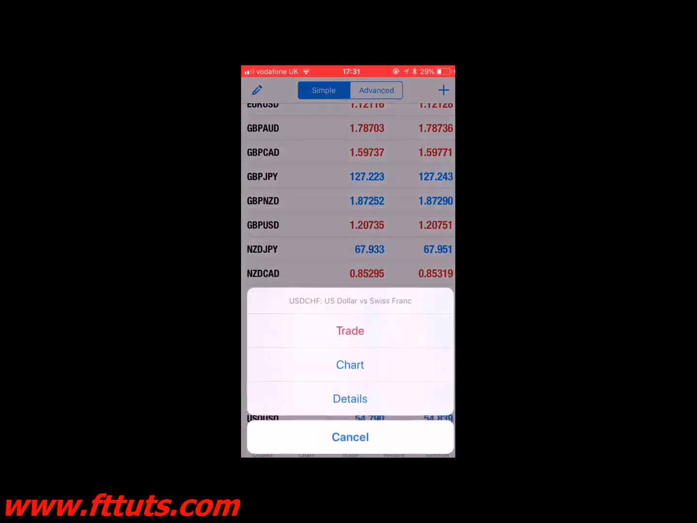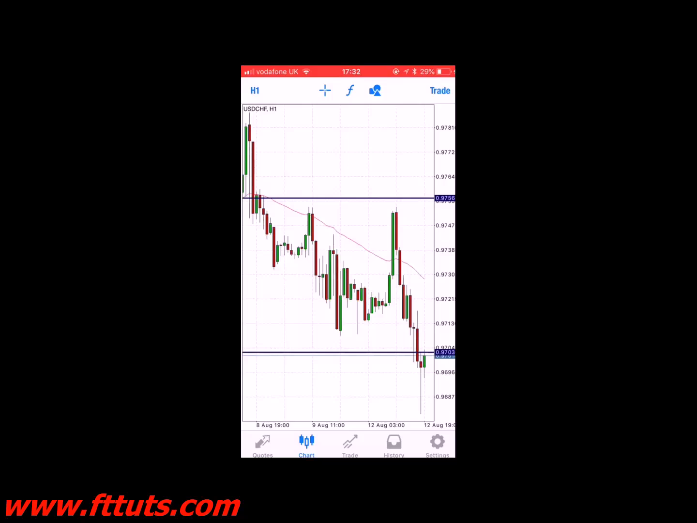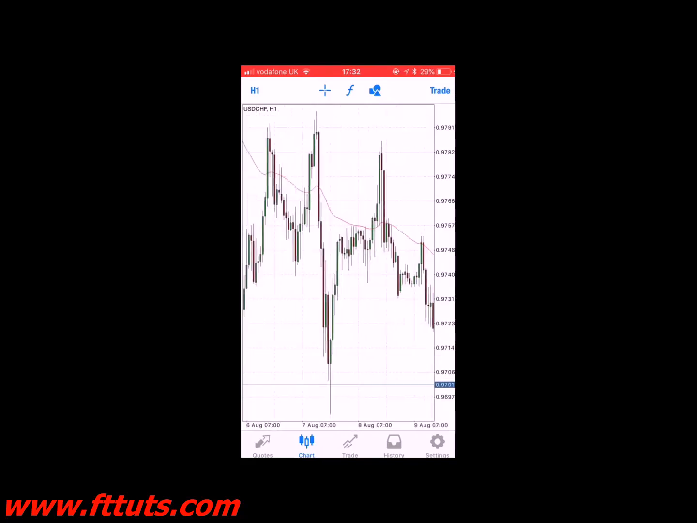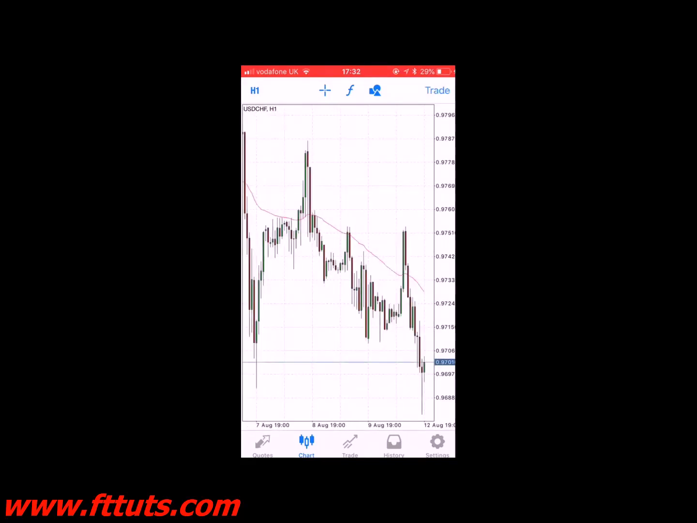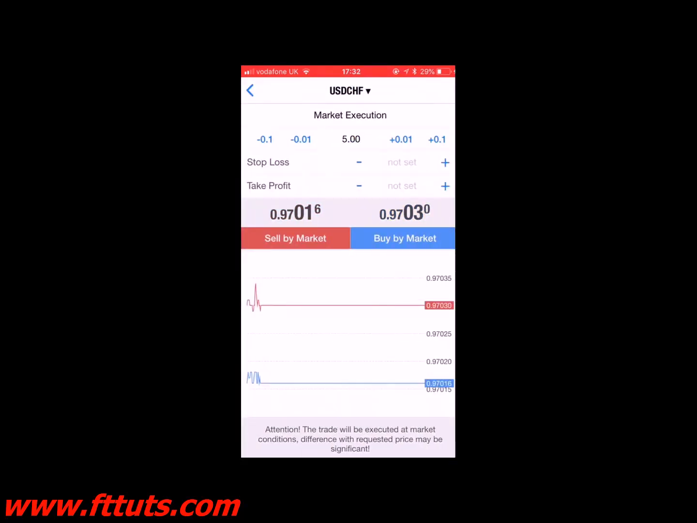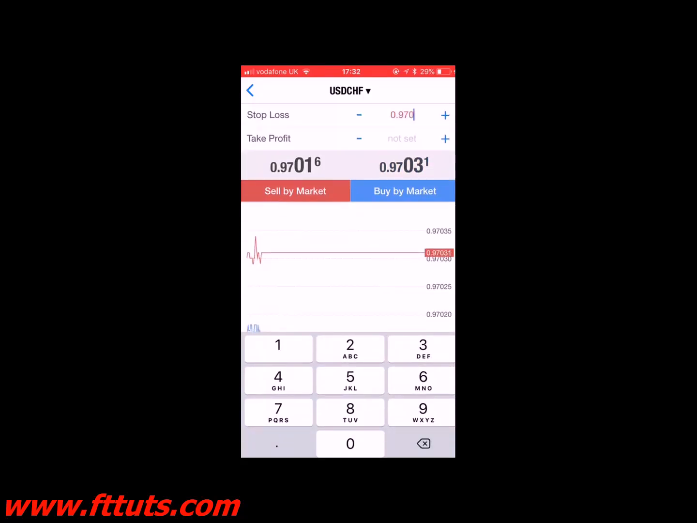Okay. So if we go to USD Swiss franc, what I'm going to do is just remove these lines quickly. And then what we're going to do is we're going to open up a trade on this particular pair. Okay, so we're going to put 5 lots as a buy. All right, we're going to put our stop loss at 0.9675.